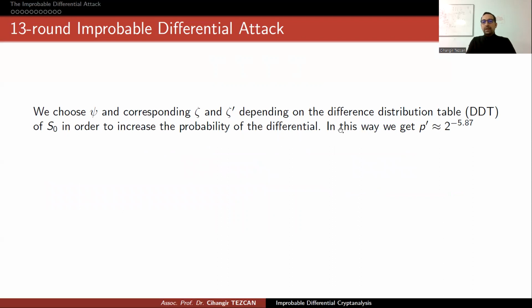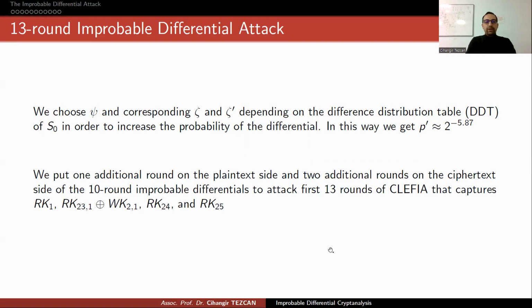So by looking at the DDT table, I chose those differences in a way that they cancel each other with probability 2 to the minus 5.87. So this is something you calculate using the DDT, okay? Since this is not a direct characteristic, I'm considering all of the possible input and output cases in the DDT, and I choose the best case scenarios. So we put 1 additional round on the plaintext side and 2 additional rounds on the ciphertext side of the 10-round improbable differential to attack the first 13 rounds of CLEFIA that captures these round keys.